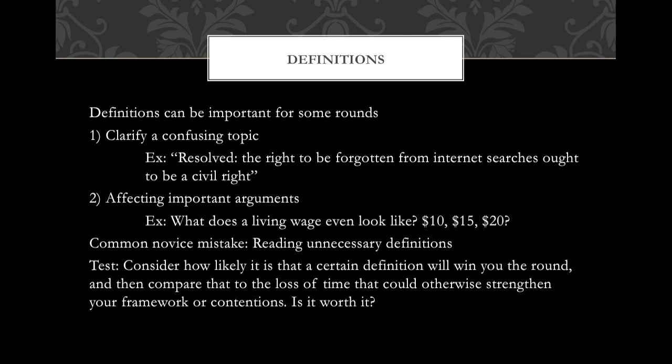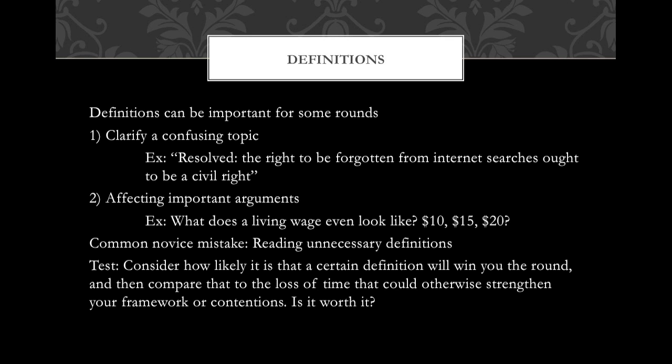So let's begin with the definitions layer. Definitions can be important for some rounds, and there's usually two different ways that they're going to be helpful. The first is they might clarify a confusing topic. For example, on the resolution "Resolved: the right to be forgotten from internet searches ought to be a civil right," for the first few debate tournaments, a lot of the judges didn't really know what we were talking about at all. So there would be a strategic advantage to clarifying because the judge would better be able to understand the rest of your arguments.